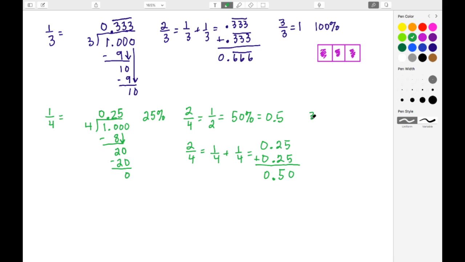Let's move on to 3/4. And just to speed things up, I'm just going to do my addition down here. I've added 2 here, so I'm going to add on a third one.